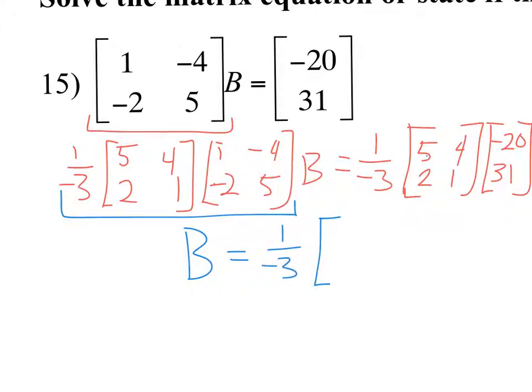We got 5 times negative 20, which is negative 100, plus 4 times 31, which is 124, which is going to be 24. On the bottom, we got 2 times negative 20, which is negative 40, and 1 times 31 is 31, which gives me negative 9. When I finish this off by multiplying that in, we get negative 8 on top and positive 3 on the bottom.